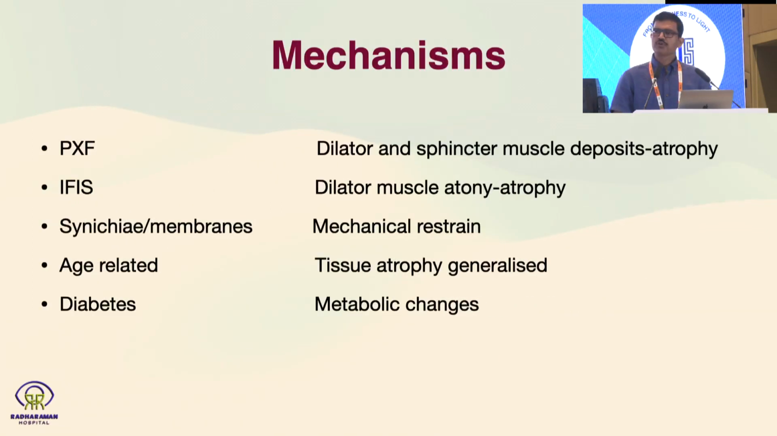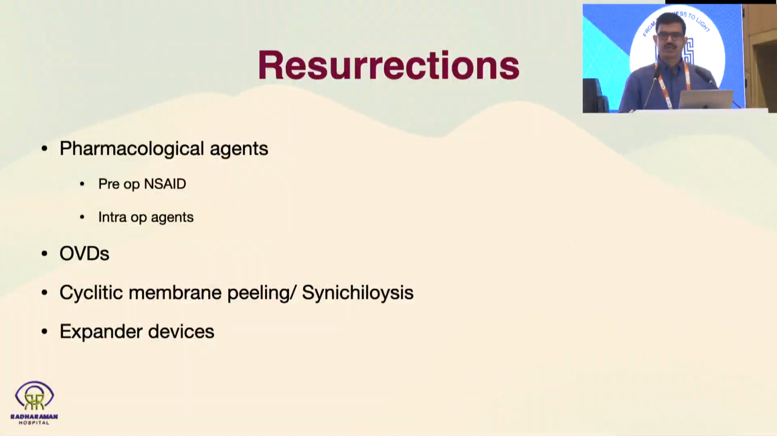The causes for which we have small pupils and the mechanisms which cause them are, in pseudoexfoliation syndrome, we know that deposits on the dilator and the sphincter muscles happen, which lead to atrophy of the tissues ultimately. In IFIS, there is a dilator muscle atony, which leads to atrophy again. Synechial membranes cause a mechanical restraint and prevent the pupil from dilating. It could be age-related because the tissue atrophy there is generalized. And then there's diabetes, which often leads to metabolic changes and causes a small rigid pupil also.